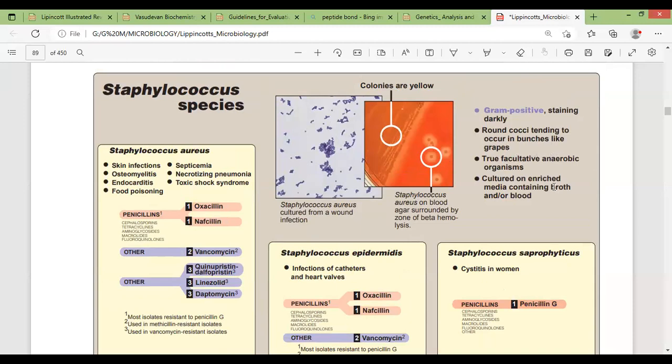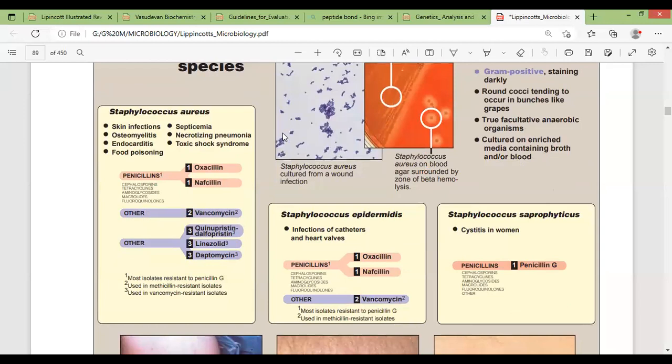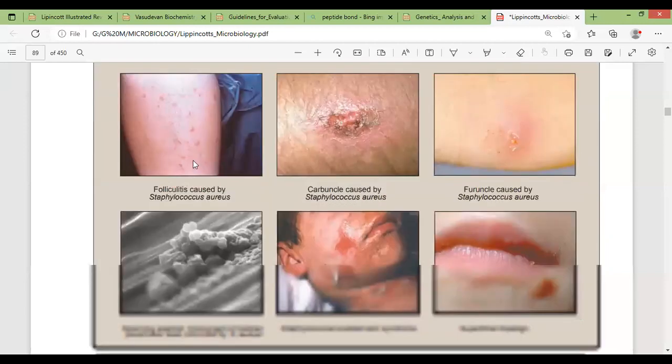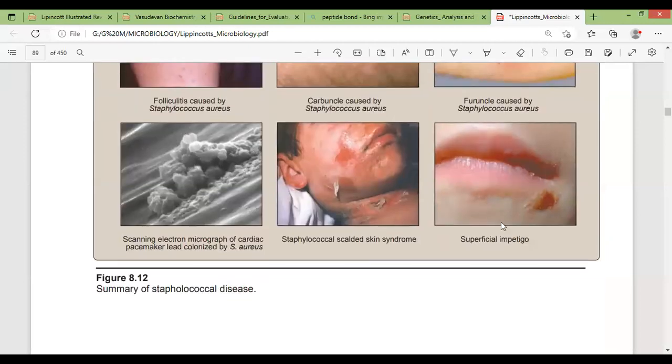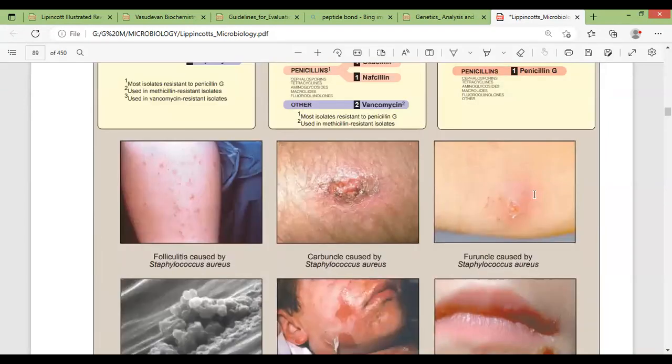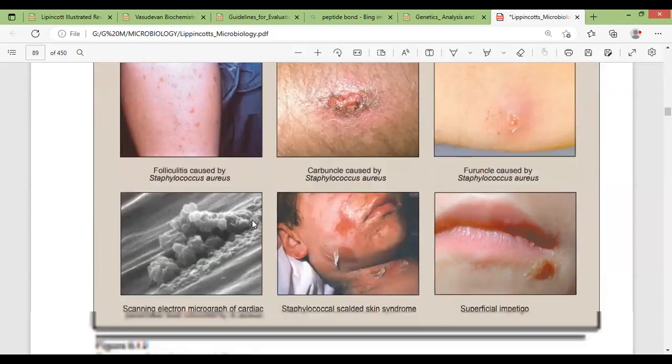Also, they are facultative anaerobes. Again, just to remind you, Staph aureus, coagulase positive, catalase positive, right? Then we saw all those other characteristics. You can see the type of infection it causes here in impetigo. A boil, boil is one of the most common things you see people in the community complaining about, folliculitis, all of these things.